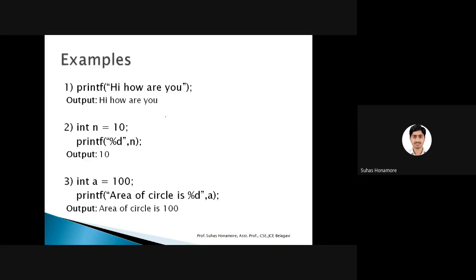First one: here what we did is printf, open bracket, double quote, close double quote, close bracket, semicolon. Within the double quotes, whatever you want, you can write. Here we wrote "Hi, how are you?" So this message only is printing. Whatever output we are saying, this output, whatever comes inside this will be printed: Hi, how are you?